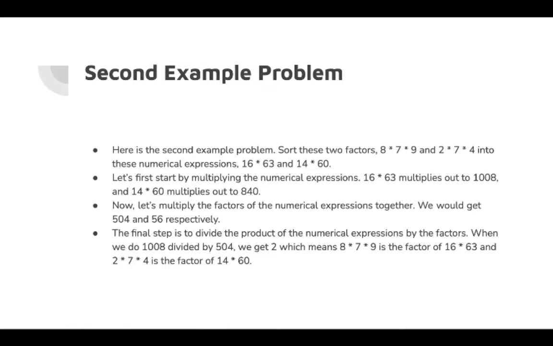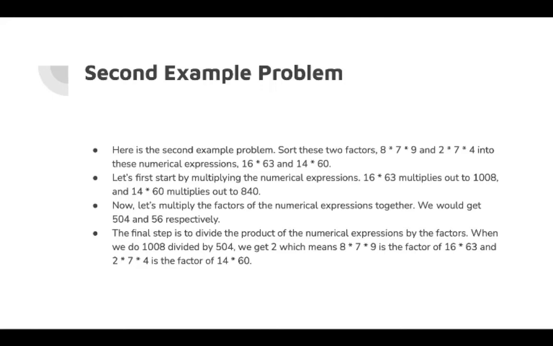Here is the second example problem. Sort these two factors, 8 times 7 times 9 and 2 times 7 times 4, into these numerical expressions, 16 times 63 and 14 times 60. Let's first start by multiplying the numerical expressions. 16 times 63 multiplies to 1008, and 14 times 60 multiplies to 840.